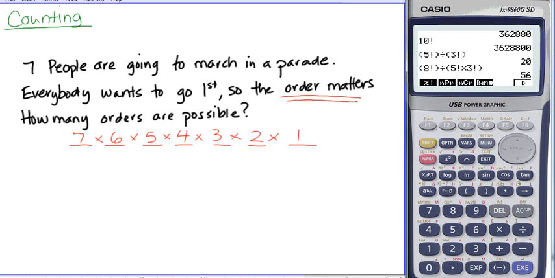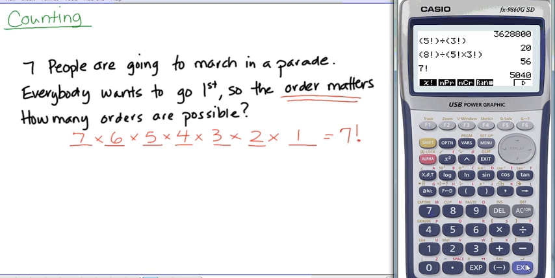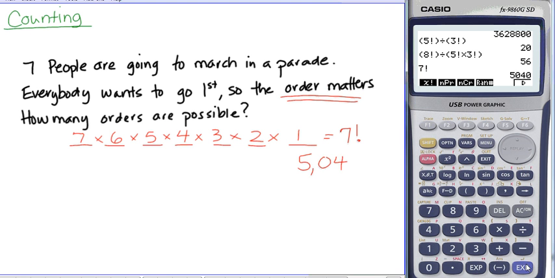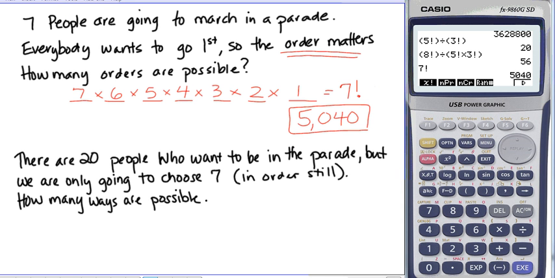Well, if I don't want to type all of this into my calculator, what could I type in? Just plain old 7 factorial. 7 factorial is 5,040 different ways that I can do this. Okay, so now let's change this situation a little bit. So now I'm going to say there are 20 people who want to be in the parade, but we're only going to choose 7. There's still going to be an order. How many ways are possible? Oops, that should have been a question mark.